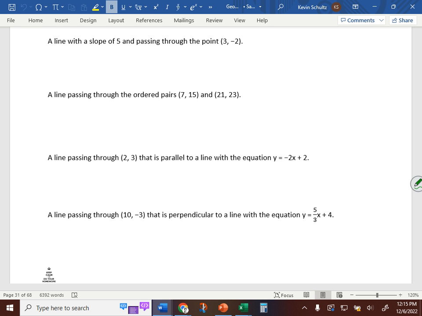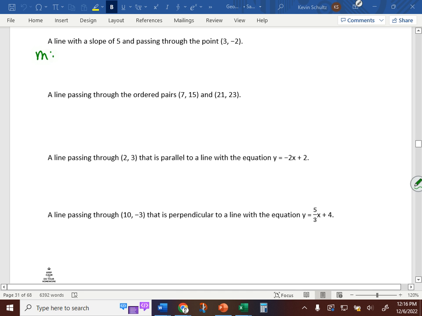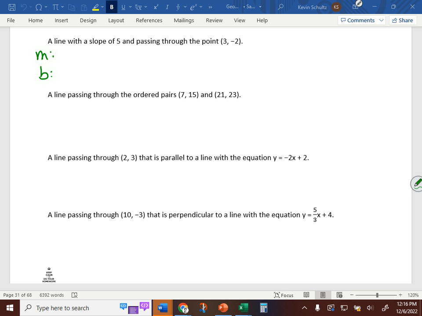3, 2, 1. You are quiet before we derail. The next one says a line with a slope of 5 and passing through the point (3, -2). Who remembers what I said earlier in the lesson today? What are the two things you need in order to write an equation in slope-intercept form? Kylie. You need the slope and you need the y-intercept. Whatever information about the line you're given, you need to use that to find those two things. Have I given you the slope? Yes. What is it? Have I given you the y-intercept? No. How do we solve for it?